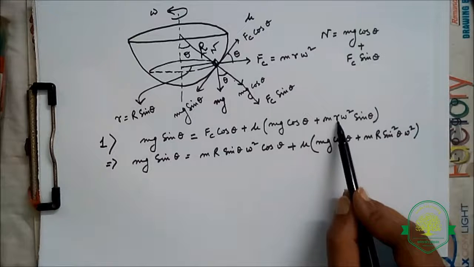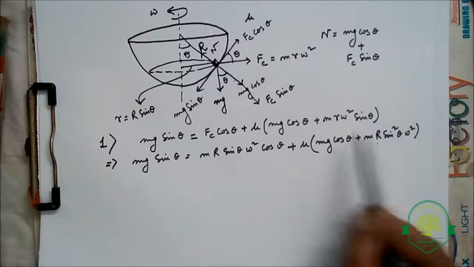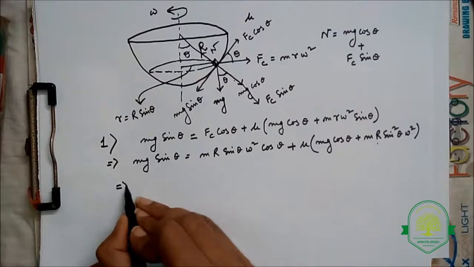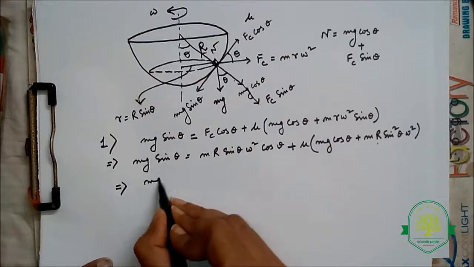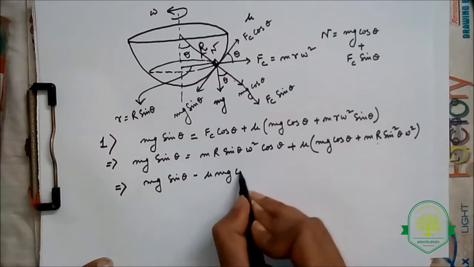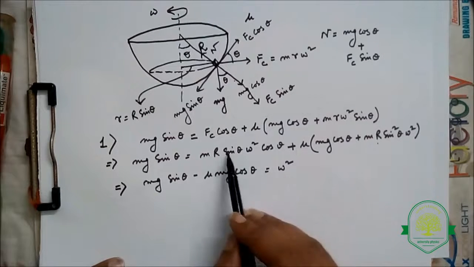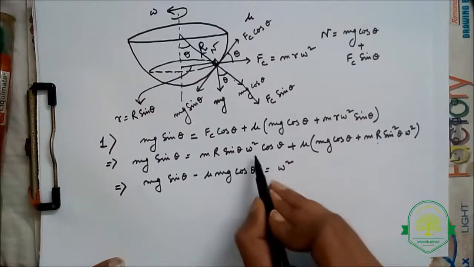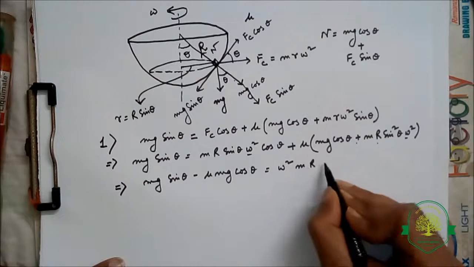So for small r we have substituted capital R sine theta. There was already a sine theta from before, so we get sine squared theta, and we carry over the omega squared. So if we isolate omega squared, we get mg sine theta minus mu mg cos theta equals omega squared. From this term and this term, after multiplying this out, omega squared will be common, mr will be common, a sine theta will be common.